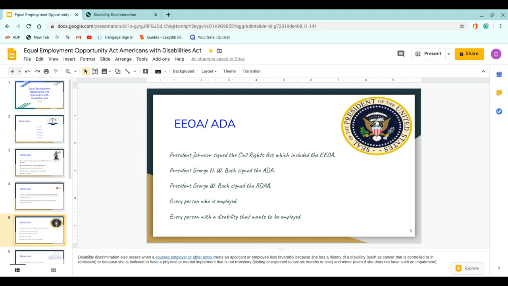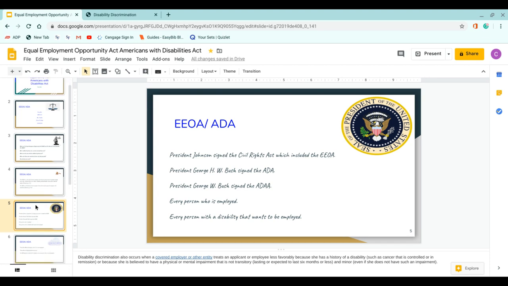Every person who is employed is affected by these acts. Every person with a disability who wants to be employed is affected by these acts. Every person in the workforce, every person thinking about working, everybody is affected by these acts.